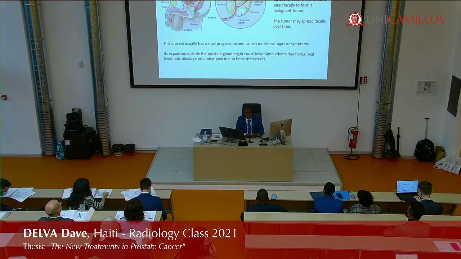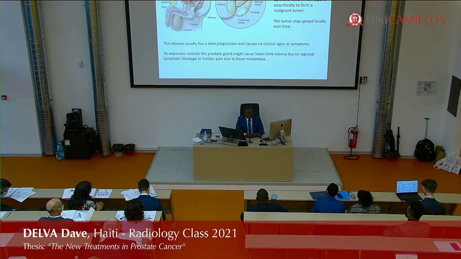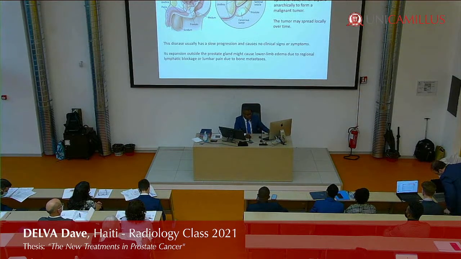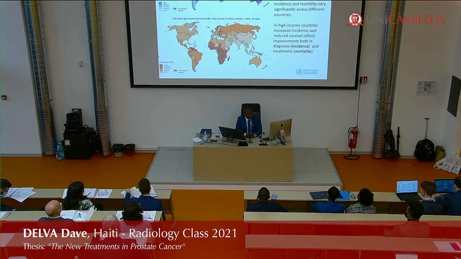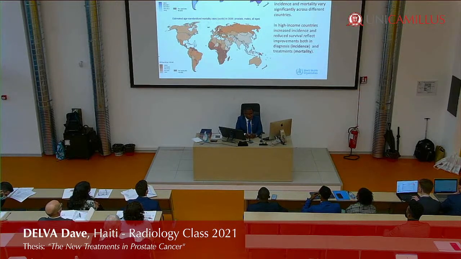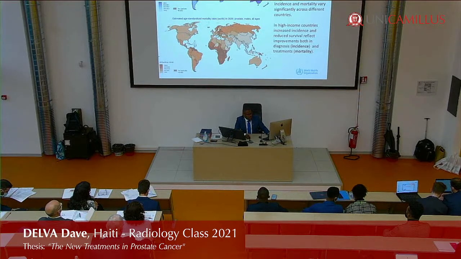The prostatic adenocarcinoma is defined by an uncontrolled proliferation of the gland's epithelial cells that expand anarchically from a malignant tumor. This disease has a slow progression and sometimes has no clinical symptom and sign. Prostate cancer is the first cancer diagnosed in man. This is the reason why we're witnessing an increased incidence, an improvement of diagnosis and improvement in treatment.